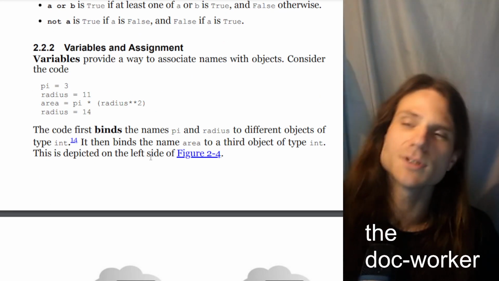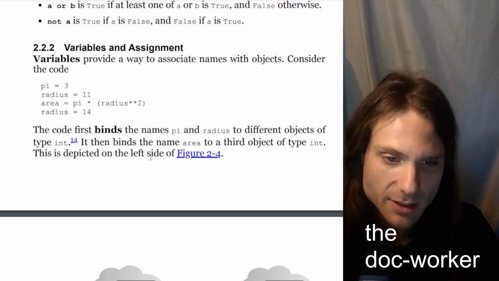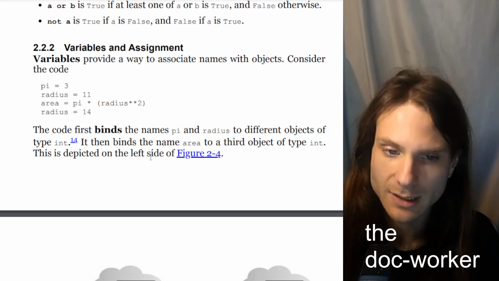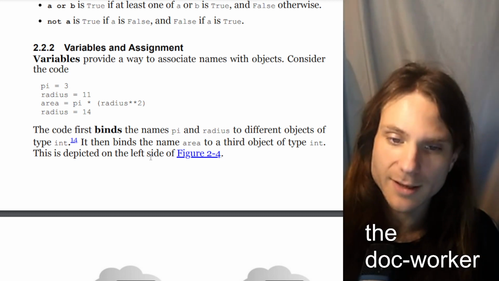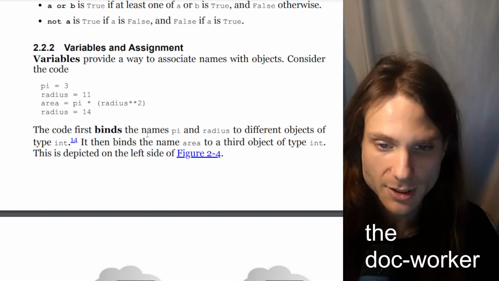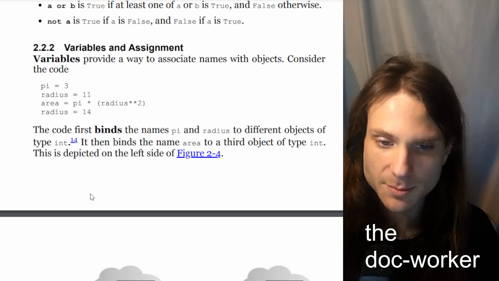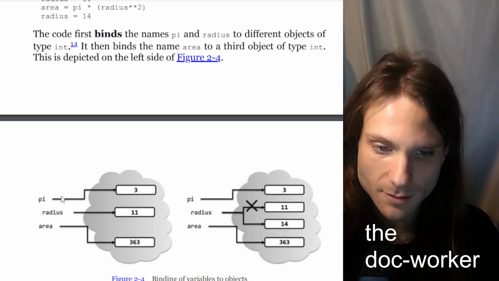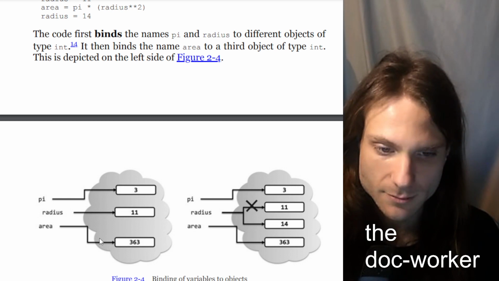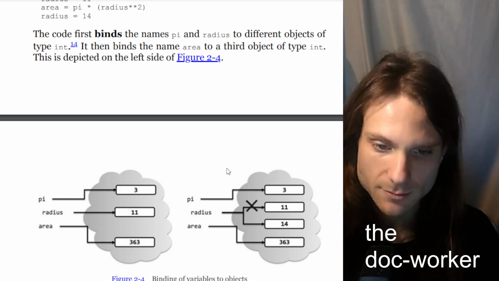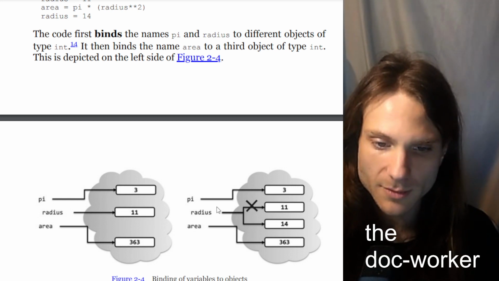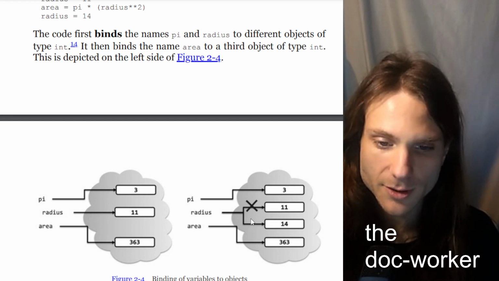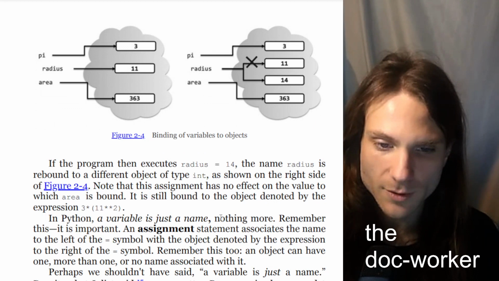The code first binds the names pi and radius to different objects of type int. It then binds the name area to a third object of type int. This is depicted on the left side of figure 2-4. Assignment, assignment, assignment. Bada bing, bada boom. It was assigned to 11, then later in the code, it's assigned to 14. Same name over here, right?